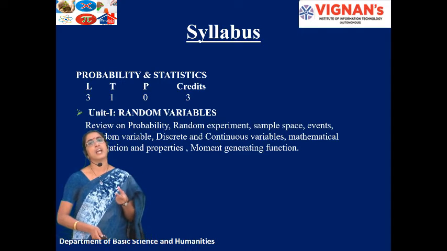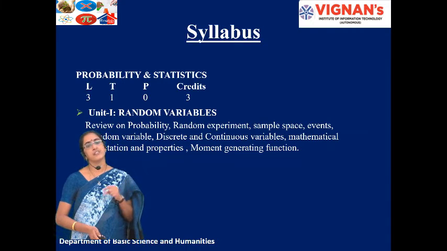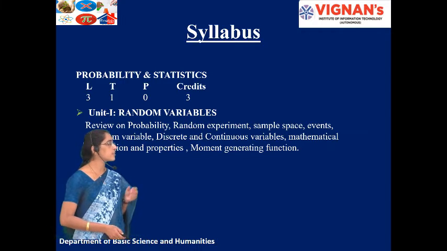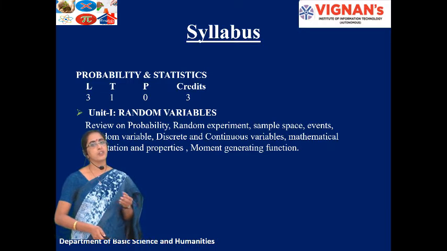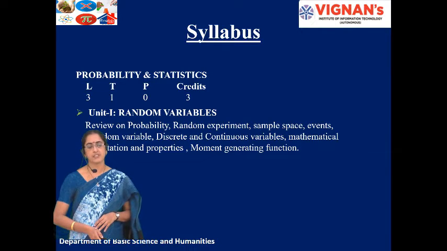Here we have to define the probability, and definitely there will be some value for the experiment of that sample space. That value is nothing but a random variable. Now in this unit, the random variables are classified into discrete and continuous. You will have some properties on those random variables and the moment generating functions.